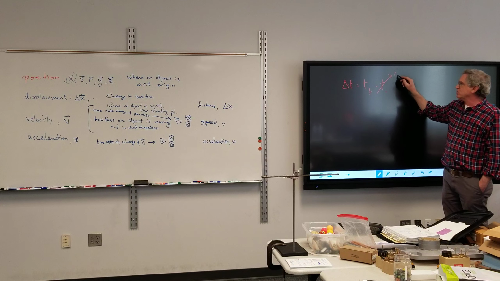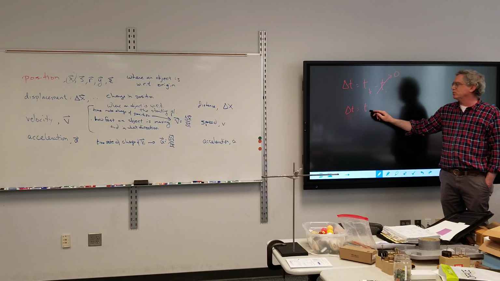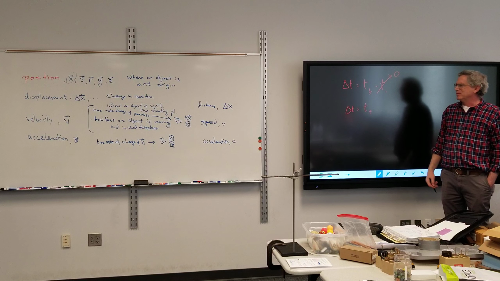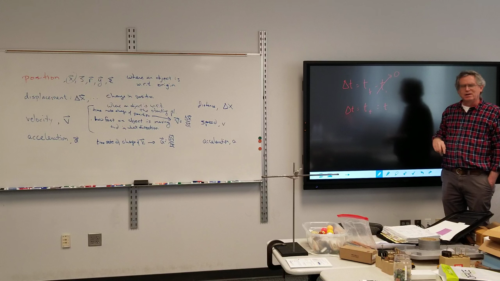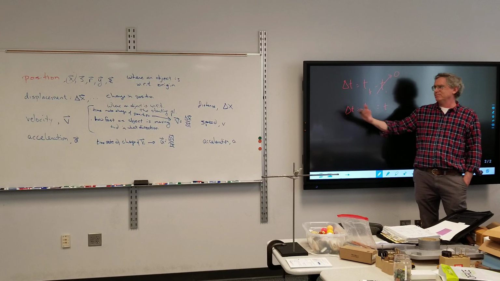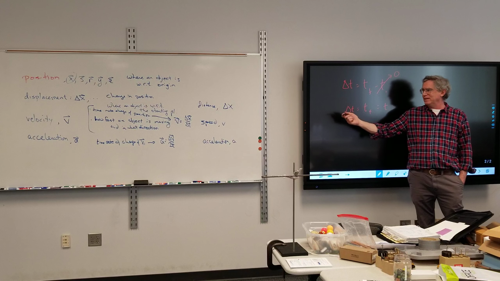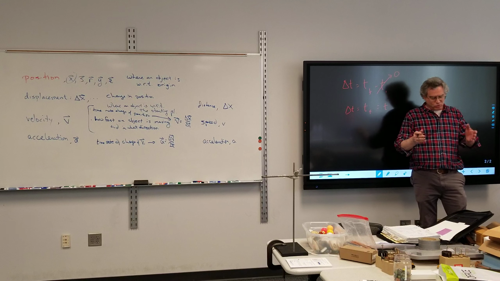So if I set the initial time to 0, then the change in time is equal to the final time, which is just the time. So sometimes we get a little sloppy in our notation if we just say the displacement divided by time is velocity. Really, it's the time through which that position changed.